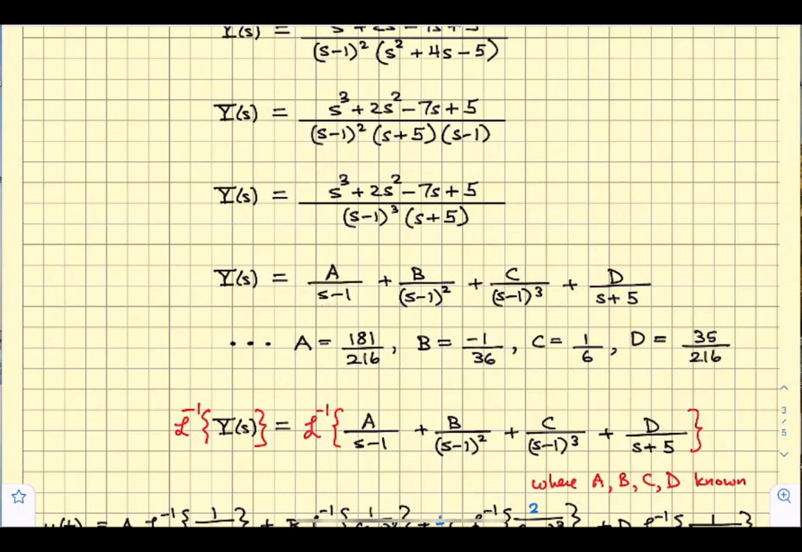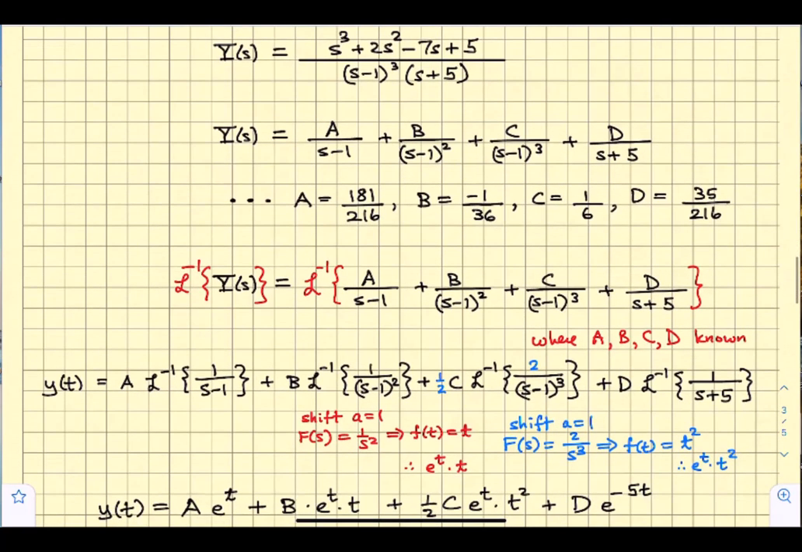Really, we're just working on this equaling this. We use the cover-up method. We will find, after some work that I'm not showing here, this is my A, my B, my C, and my D. So that means the inverse Laplace transform of this is the same as the inverse Laplace transform of this. And for right now, I'll just use placeholders A, B, C, and D. It's easier to write than these numbers. And I know what those numbers are, so I can plug them in at the end.